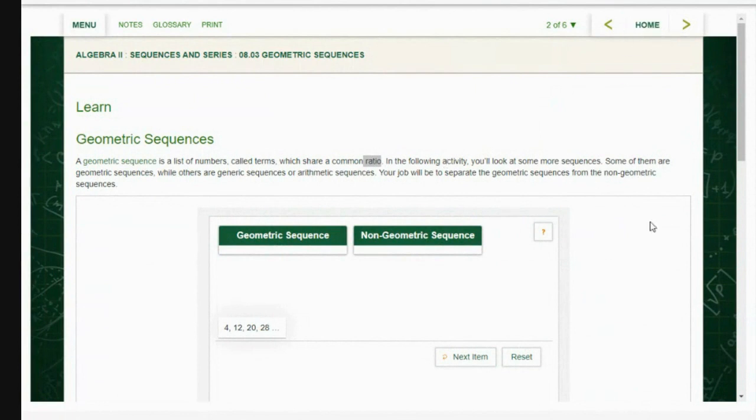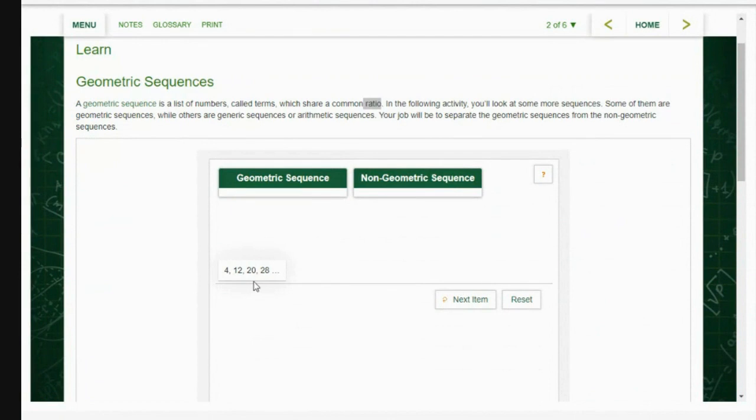So they want to give us a little quiz here. Is this geometric sequence 4, 12, 20, 28? Well, if we look at it, let's divide to see if it has a common ratio. 12 divided by 4 is 3. 28 divided by 20, oh, that's not 3. 20 divided by 12, both of those are decimals, 1 point something. This is not a geometric sequence. Actually, this is an arithmetic sequence. If you look at it, it's plus 8, plus 8, plus 8. That's not geometric.